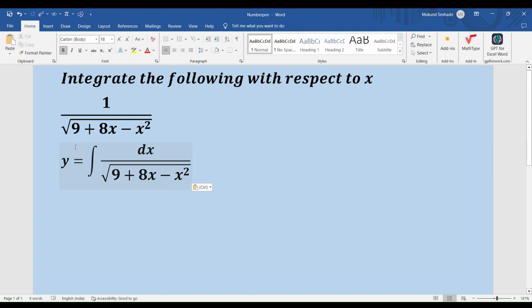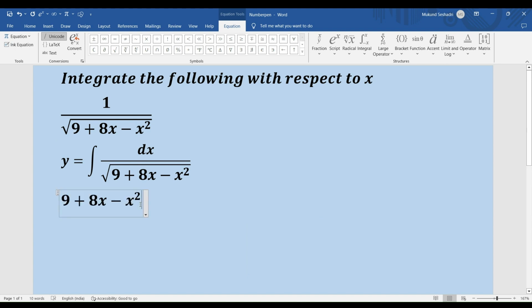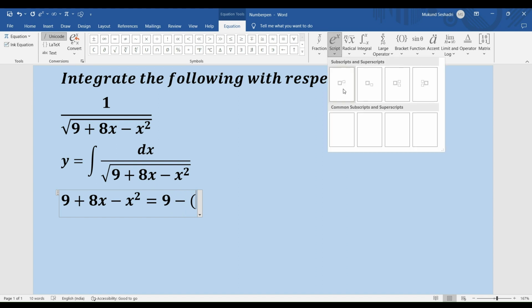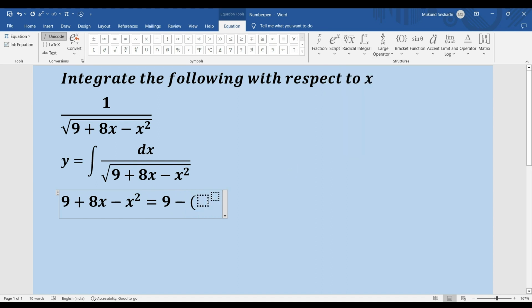So for a minute, I'm going to keep my y aside. I'm just going to pick the quadratic expression and rewrite it in the format we just discussed. I have a 9 plus 8x minus x square, right? The way I'm going to write this is 9 minus, then I open my bracket and I will get an x square minus 8x, right? I hope you folks are with me. Nothing changes the expression.